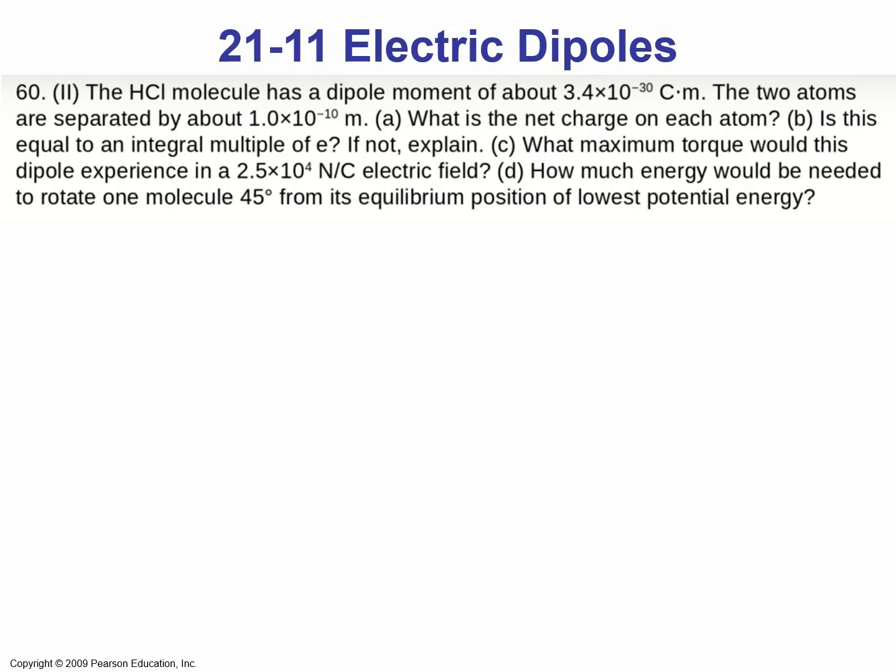If not, explain. C asks, what maximum torque would this dipole experience in a 2.5 times 10 to the power 4 Newton per Coulomb electric field? And D is asking how much energy would be needed to rotate one molecule 45 degrees from its equilibrium position of lowest potential energy.